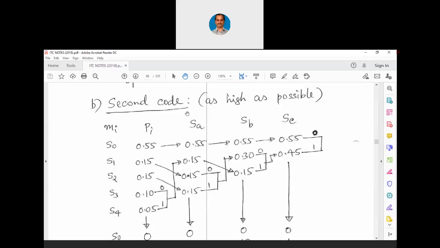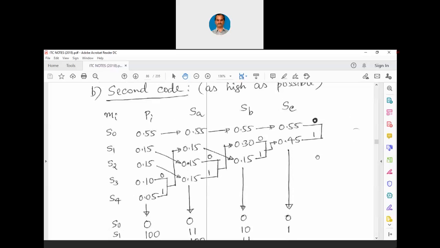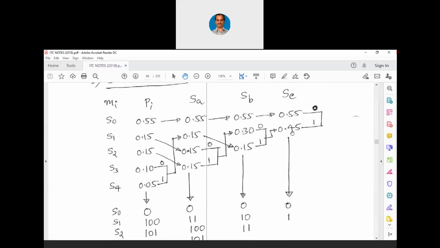That is why it is now called high as possible, where we have placed it at the top. Now, when we placed it at the top, again we have the 0 and 1. Let us move backward now. When we move backward, 1 and then 0 here, 1, 1, that is the end now.